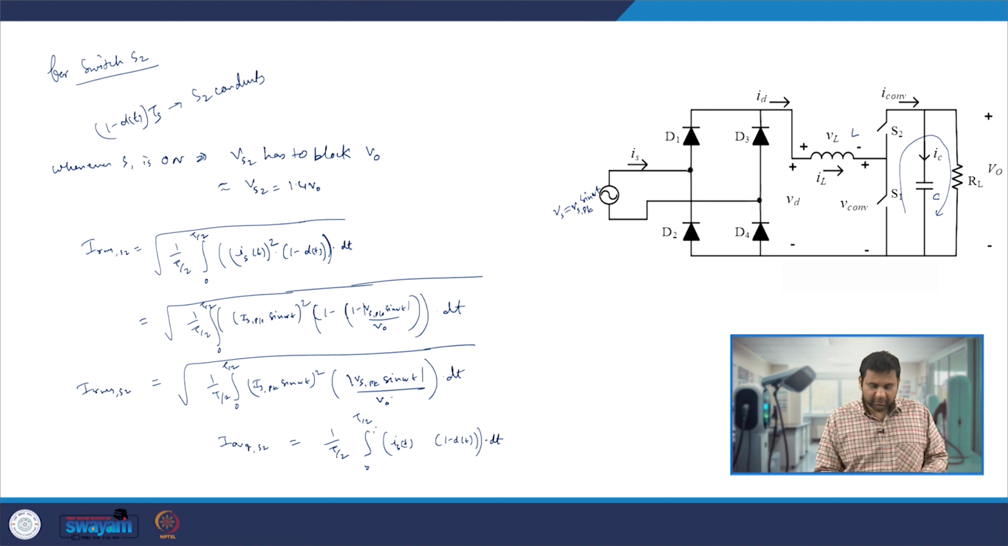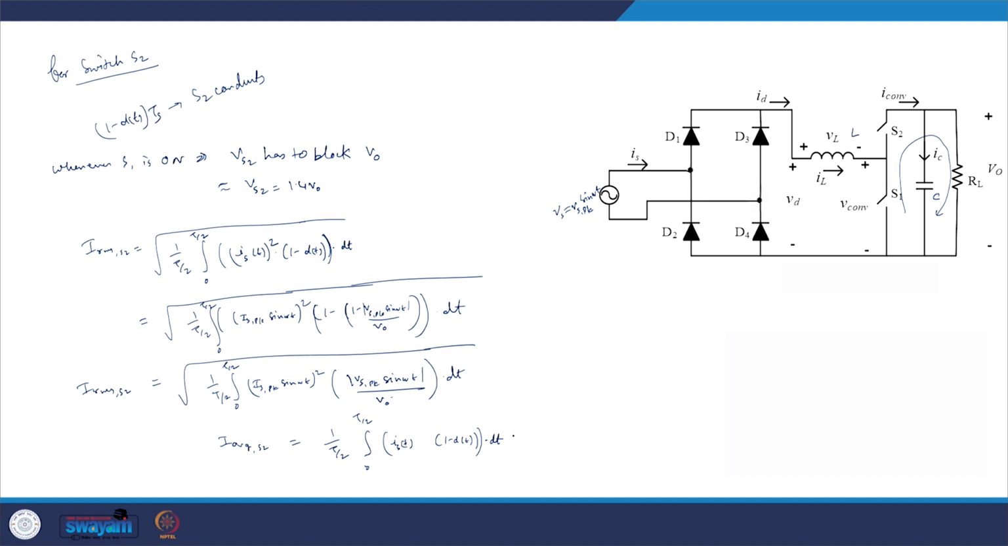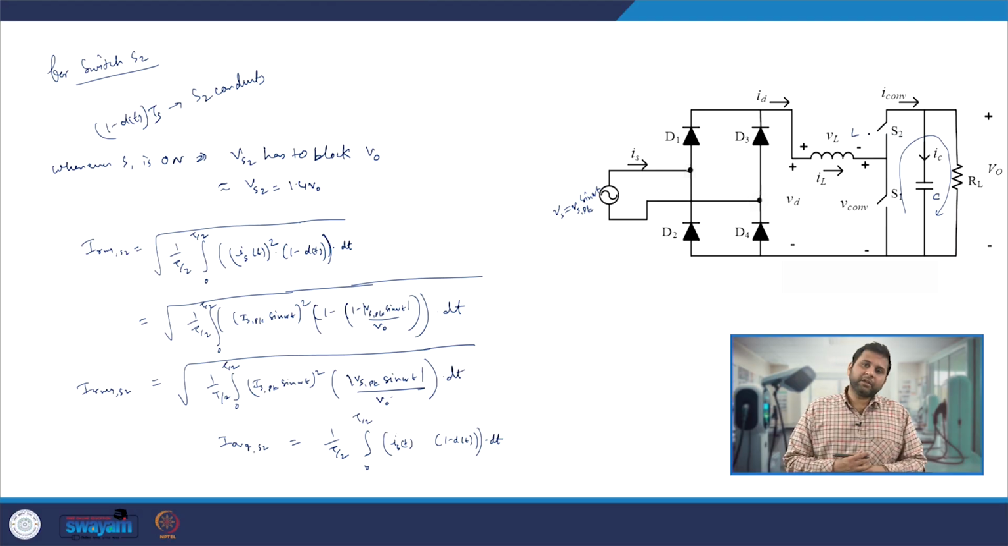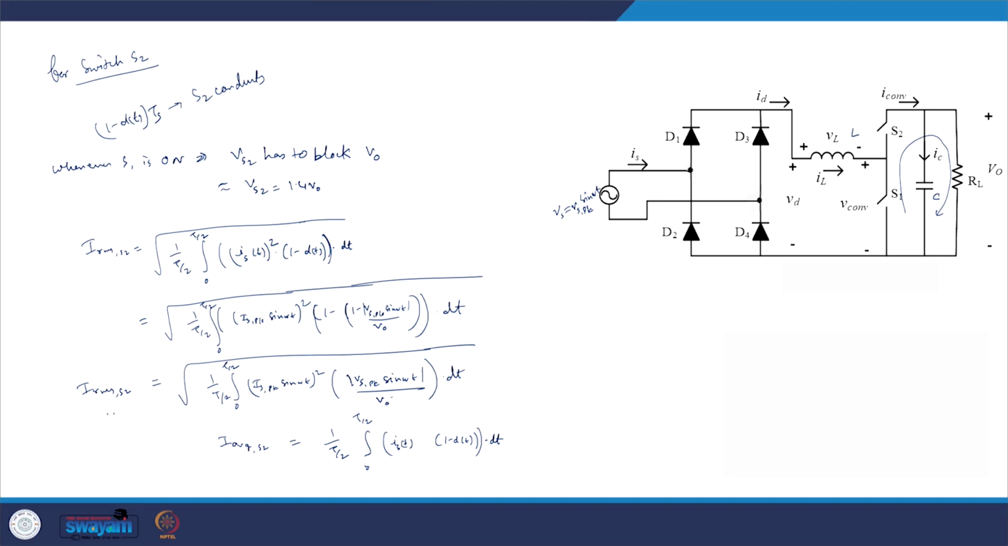So this is nothing but Is peak sin omega t having the same phase as that of the grid voltage. When you put that in, you can easily calculate the average current through the switch S2, and accordingly, if one has to select the IGBT, they can select it based on the average current rating. If someone has to select the MOSFET, they can use the RMS current. That is how one can select the required switches in the boost PFC converter.